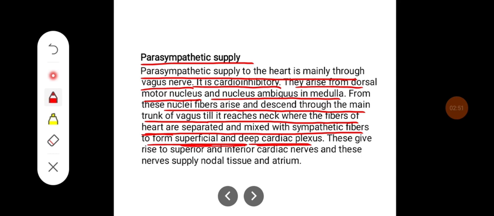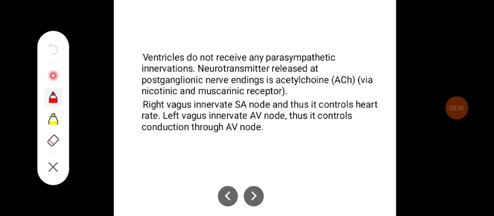These give rise to superior and inferior cardiac nerves, and these nerves supply the nodal tissue and atrium. The ventricles do not receive any parasympathetic innervation. Neurotransmitter released at postganglionic nerve endings is acetylcholine, which acts via nicotinic and muscarinic receptors.